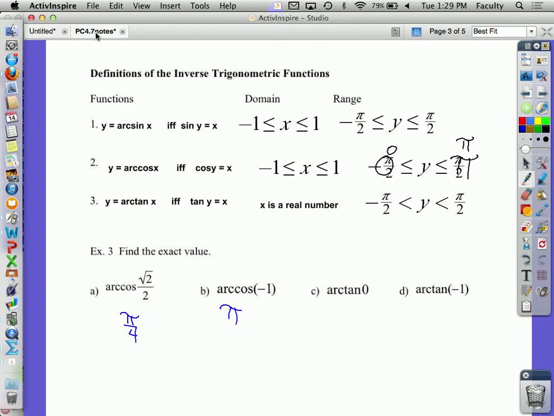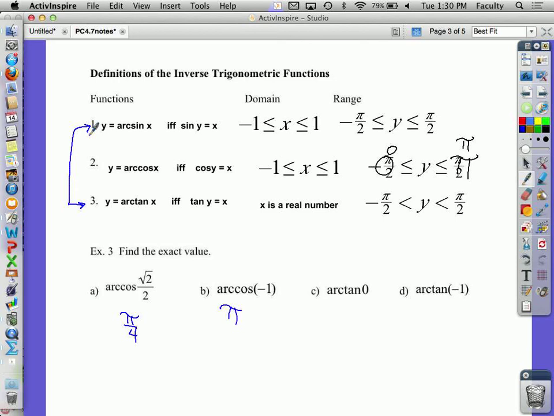So what's kind of nice is you can make a connection here that inverse sine and inverse tangent are really negative pi over 2 to pi over 2. But inverse cosine is 0 to pi. So it can kind of help you keep it straight.